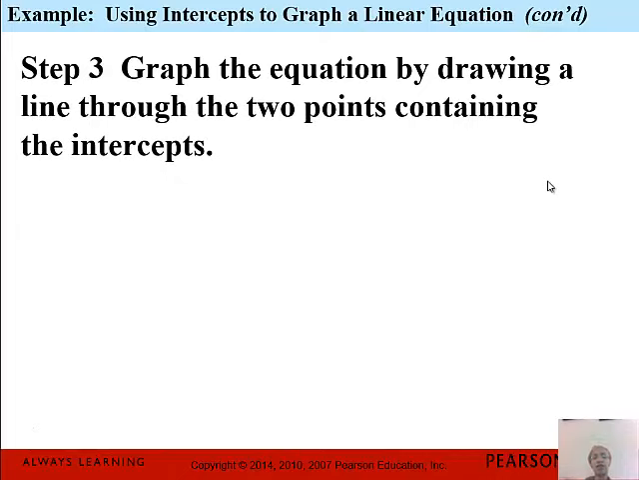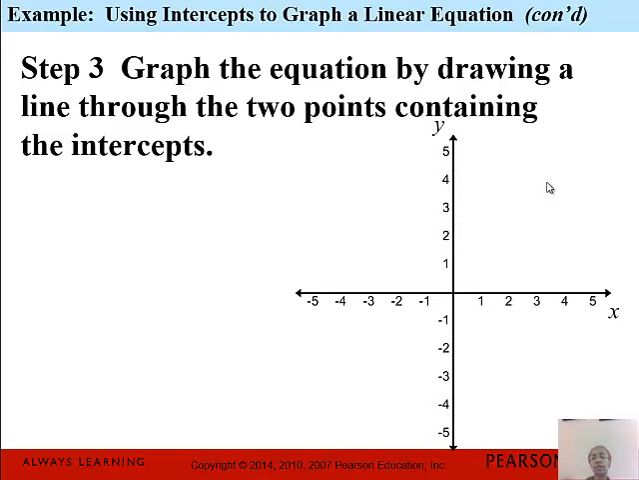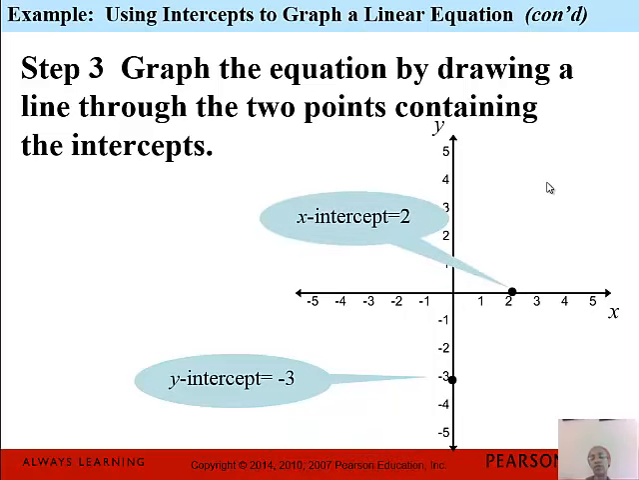Now the third step is to graph the equation by drawing a line through the 2 points containing the intercepts. So the y-intercept was negative 3. The x-intercept was 2. We plot the points that are the intercepts, and then we draw a line through those 2 points. And that is the graph of our line.